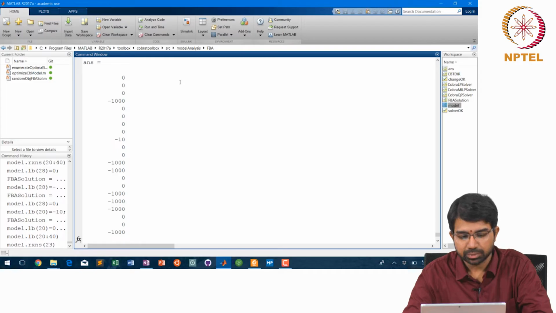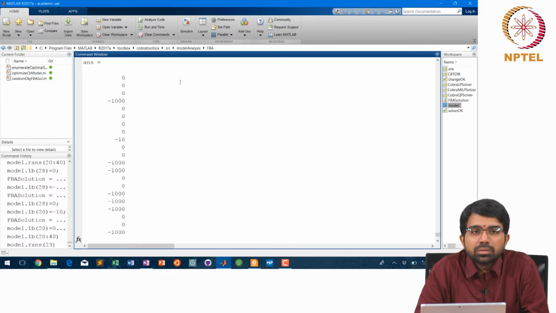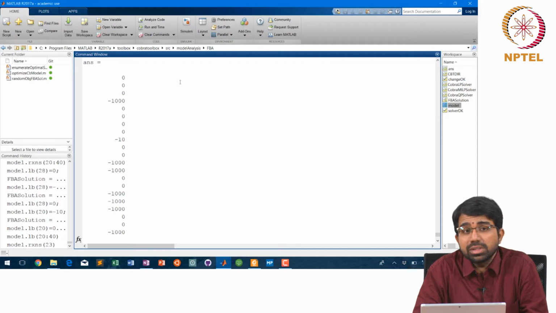And sir, if we make it 0, there is no incoming or outgoing. Is that the meaning? No, it's just the LB. So it means that there is no incoming. It depends upon the direction of the reaction. So if we make plus 1000 in LB, what does that mean? It means you have to secrete at least that much. It depends upon the reaction.